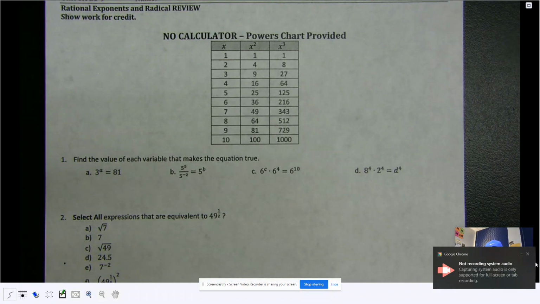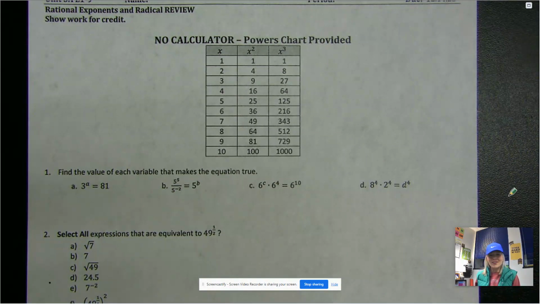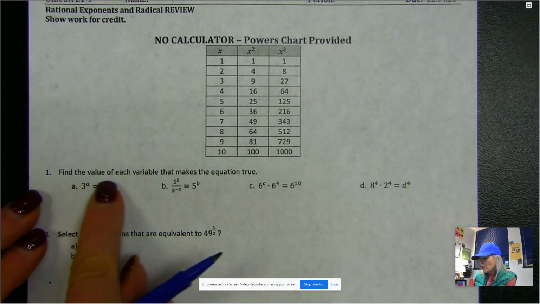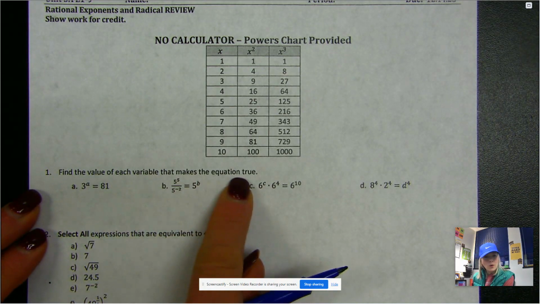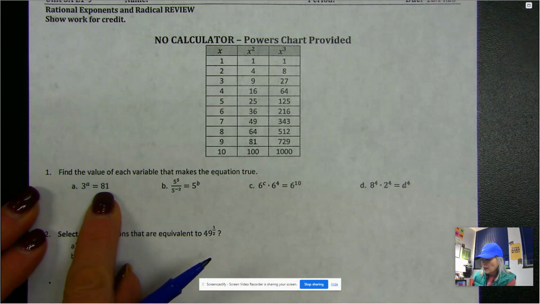Let's get started here on your review for the rational exponents and radical tests coming up. All right, so in number 1, we're finding the value of the variable that makes the equation true. So for the first one, 3 to the a is equal to 81.